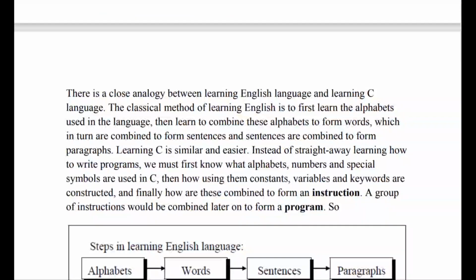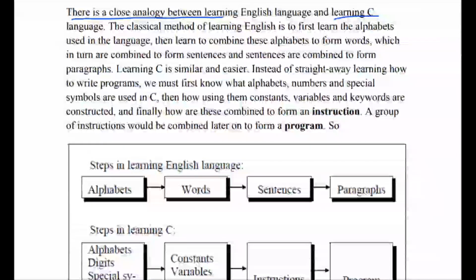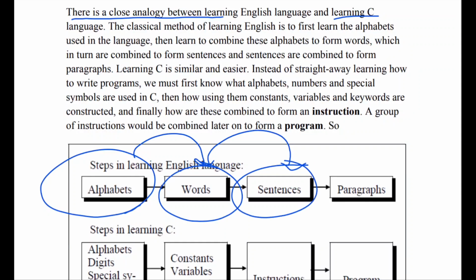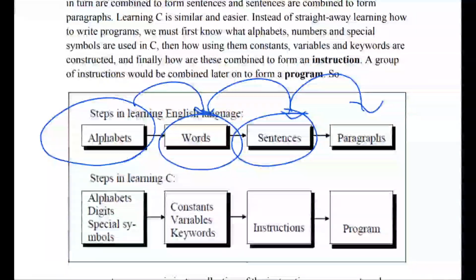Program. There is a close analogy between learning the English language and learning the C language. The classical method of learning English is to first learn the alphabets used in the language, then learn to combine them to form words. Words are combined to form sentences. Sentences in turn are combined to form paragraphs. Likewise, learning C is similar and easier.